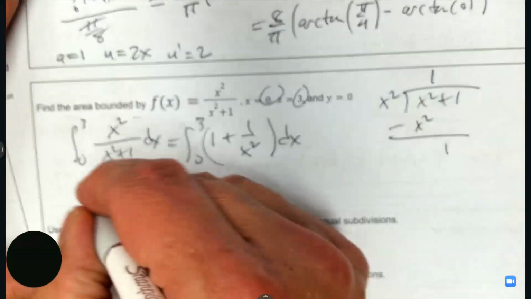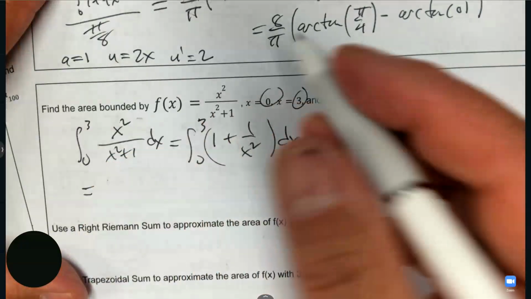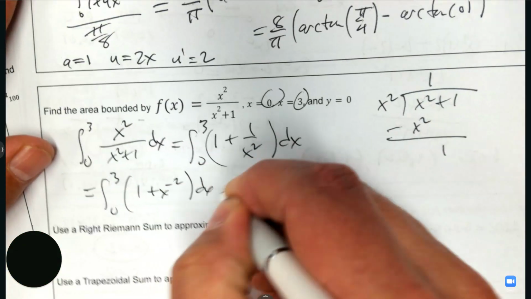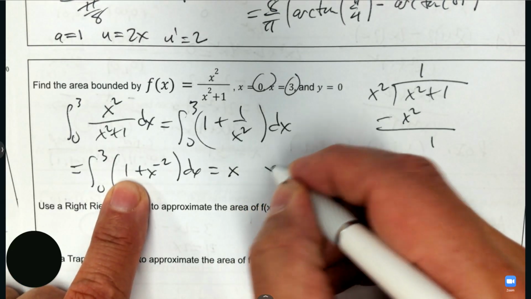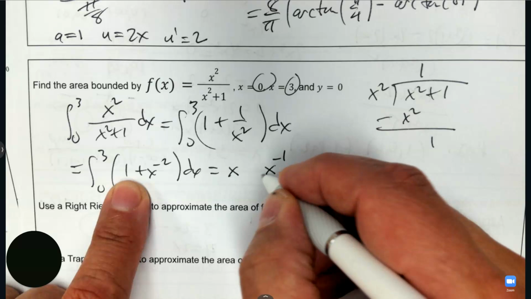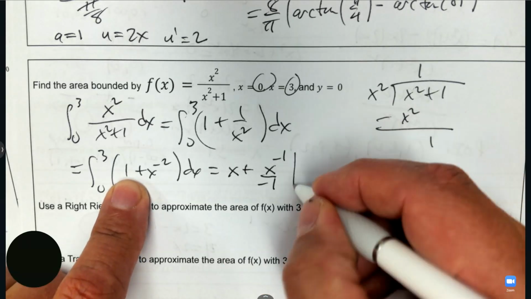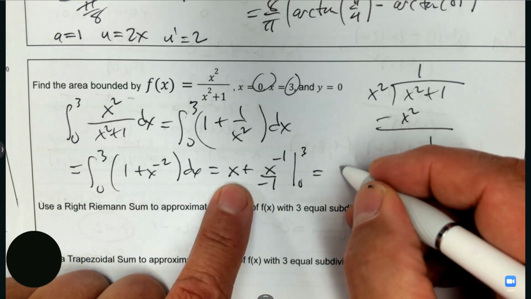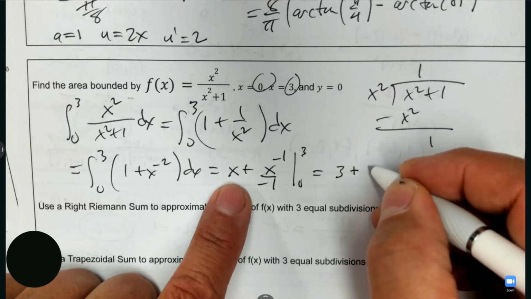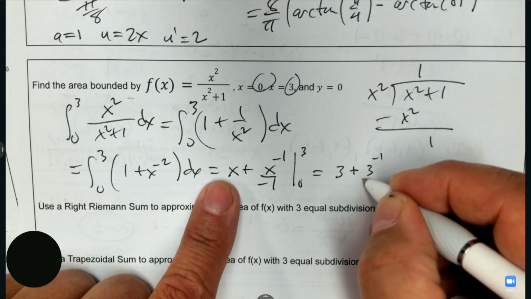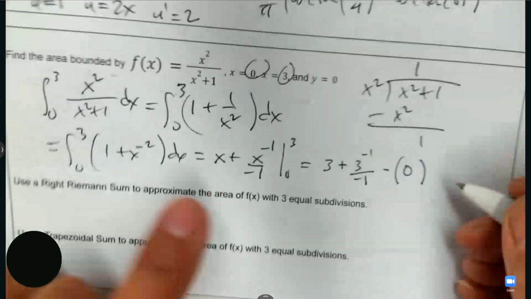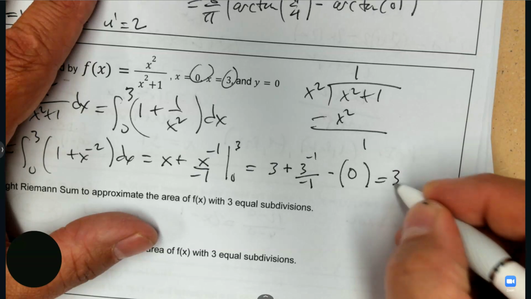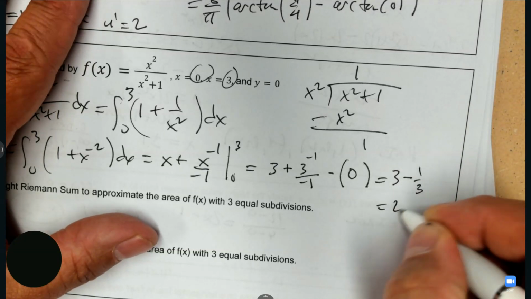This one we're going to write calculus friendly. X to the negative 2, and then we're going to integrate this. So that's just x. You add 1 to the exponent and divide, from 0 to 3, and then plug in. So we have 3, and then 3 to the negative 1 over negative 1 minus, and then zeros. If you wanted to simplify it, you would subtract 1/3. This would be 2 2/3.